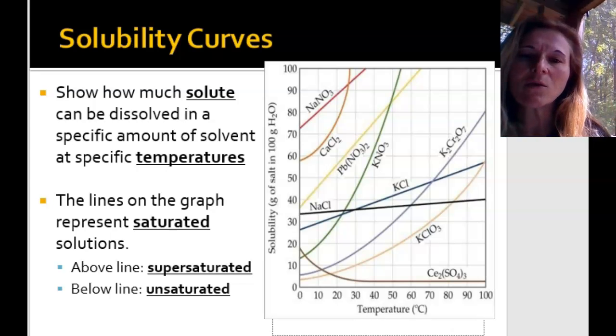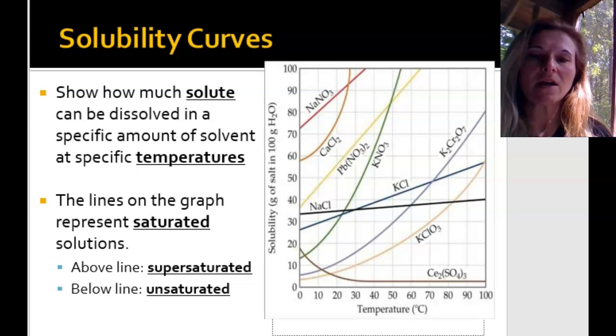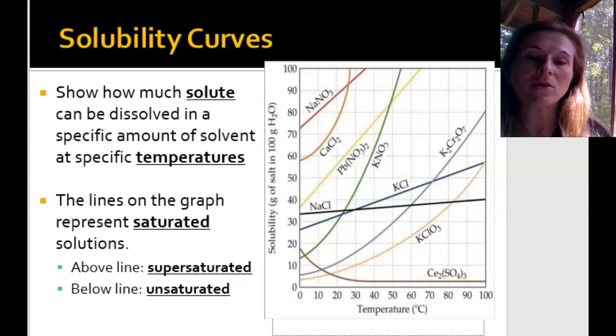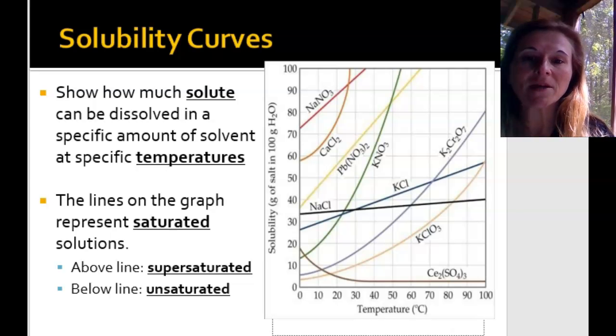Hi guys, so today we're going to talk about solubility curves. A solubility curve tells us how much solute can be dissolved in a solvent at a specific temperature. Remember, solute is what we are dissolving. Solvent is what we're using to do the dissolving to make our solution. So here we see how much solute can be dissolved in a specific amount of solvent at specific temperatures.